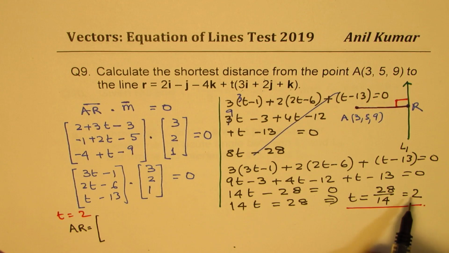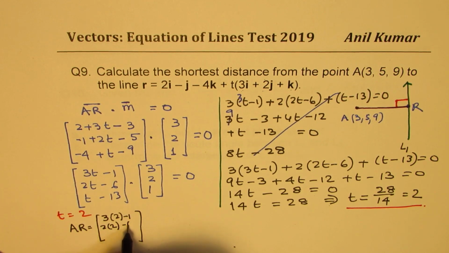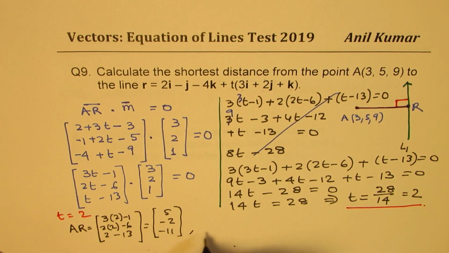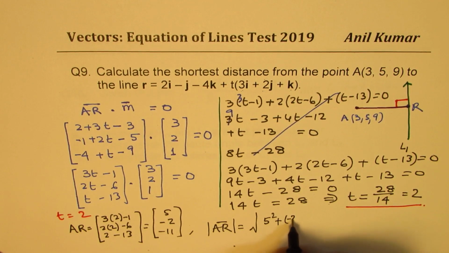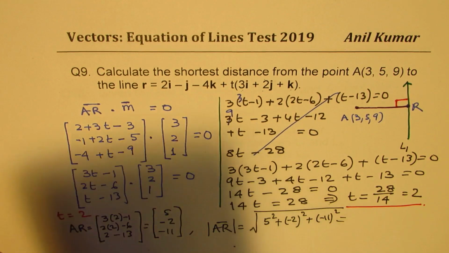So AR is equal to, substituting 2 here, we get 3 times 2 minus 1, 2 times 2 minus 6, and 2 minus 13, which is equal to 5, minus 2, and this is minus 11, correct? So the magnitude of AR is the distance, which is square root of 5 squared plus minus 2 squared plus minus 11 squared, correct? Now we can use a calculator to find this answer.